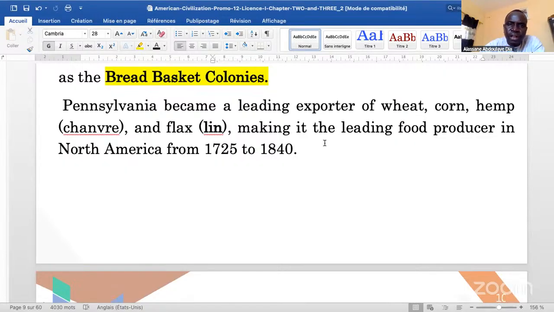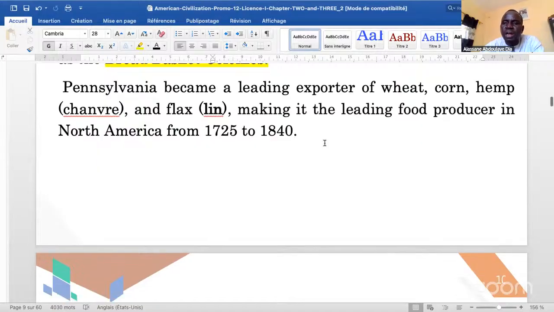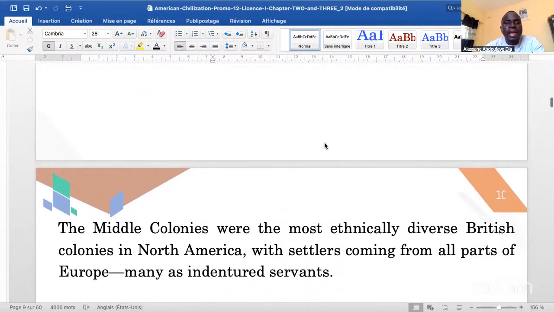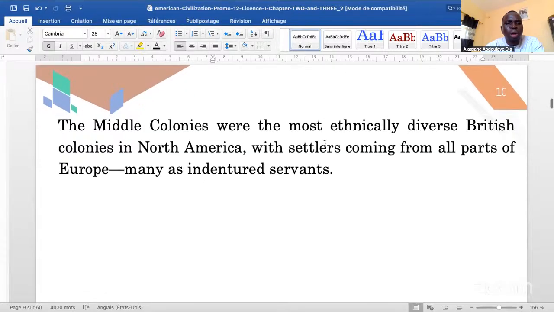And Pennsylvania became a leading exporter of wheat, corn, hemp, and flax. And this position made Pennsylvania the leading food producer in North America. So it means in North America from 1725 to 1840, they produced a lot of things.